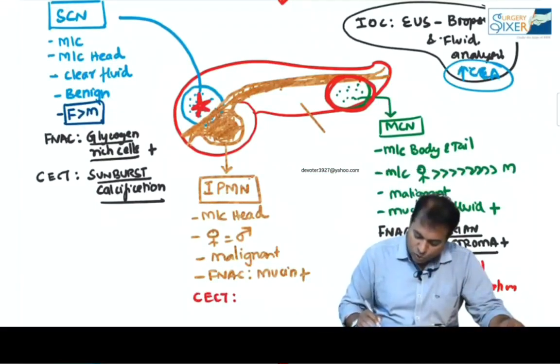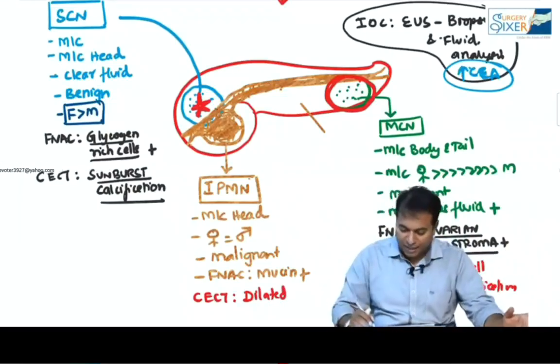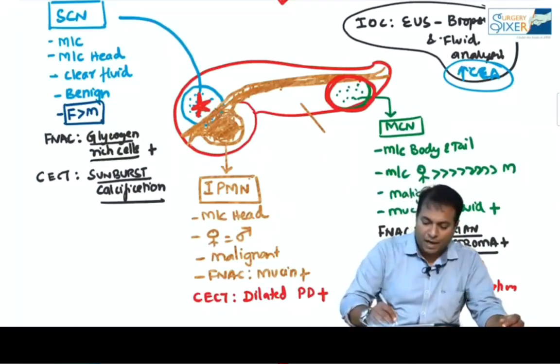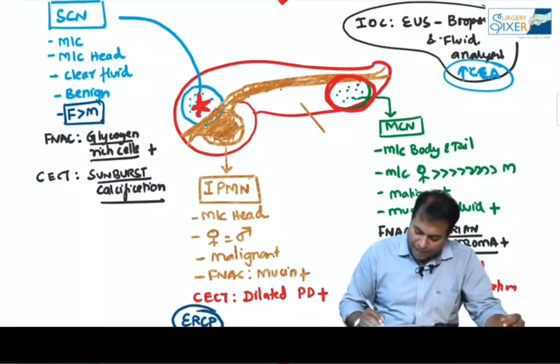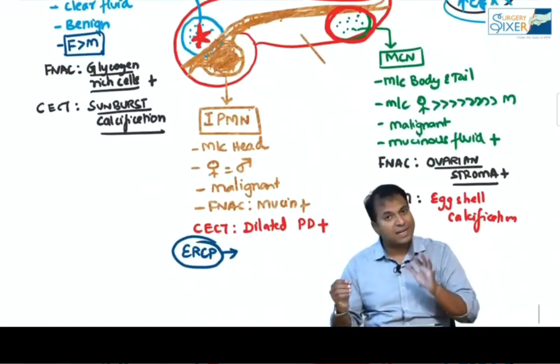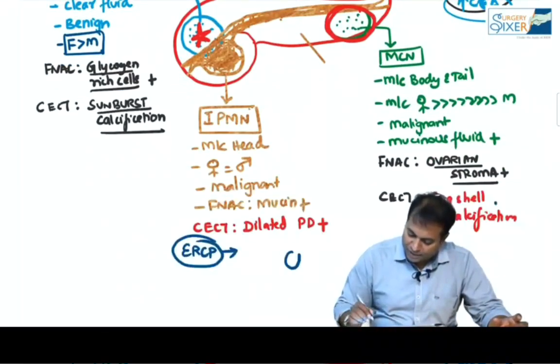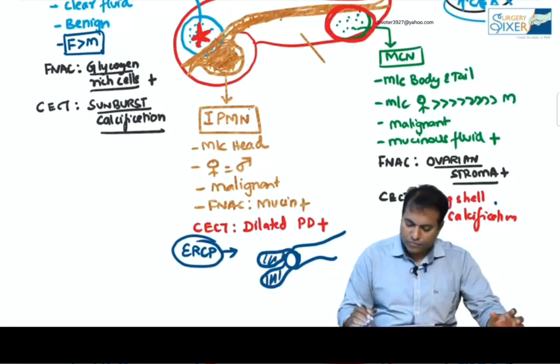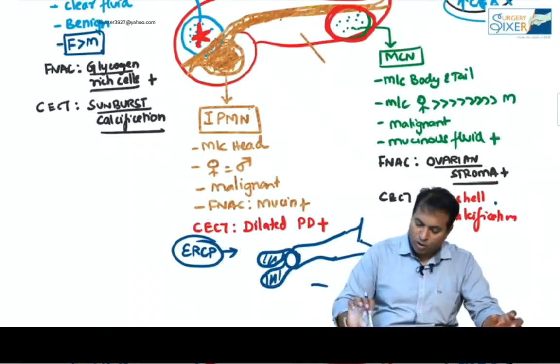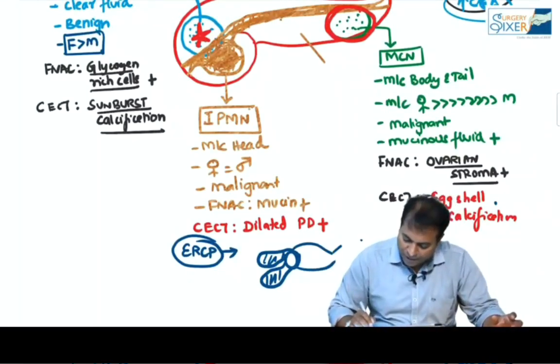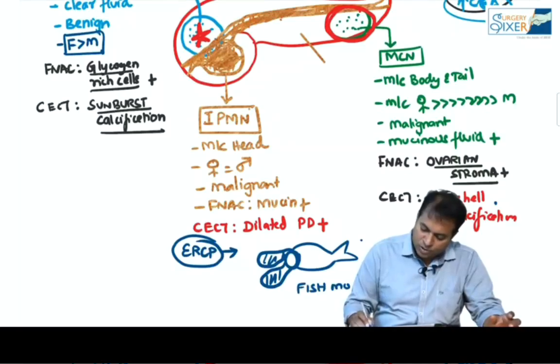IPMN on CT scan will show a dilated pancreatic duct, both proximal and distal. When you do ERCP for an IPMN, it will show a characteristic appearance, and that question has already been asked in NEET super specialty. The ampulla will continuously secrete mucin and have a fish mouth appearance. Though I'm not drawing it perfectly, you can see it looks like a fish mouth. This is an expected question.